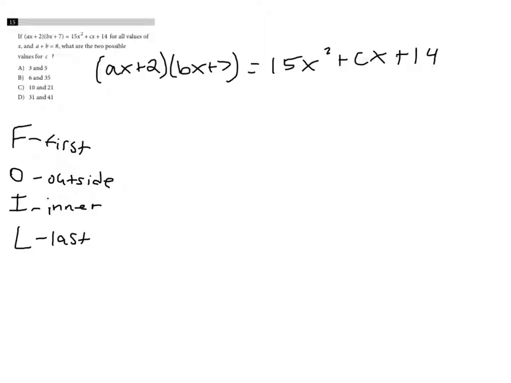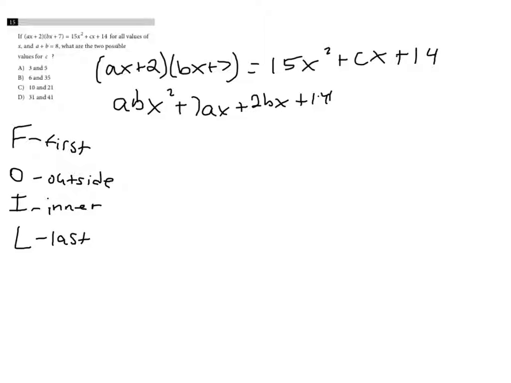So how does it look practically? ax times bx, well, that'll be ab, and x times x will be x squared. So that was the first. Outside, ax times 7, well, that'll be just 7ax. And then 2 times bx, obviously just 2bx. And then finally, my last, 2 times 7. That would be 14.